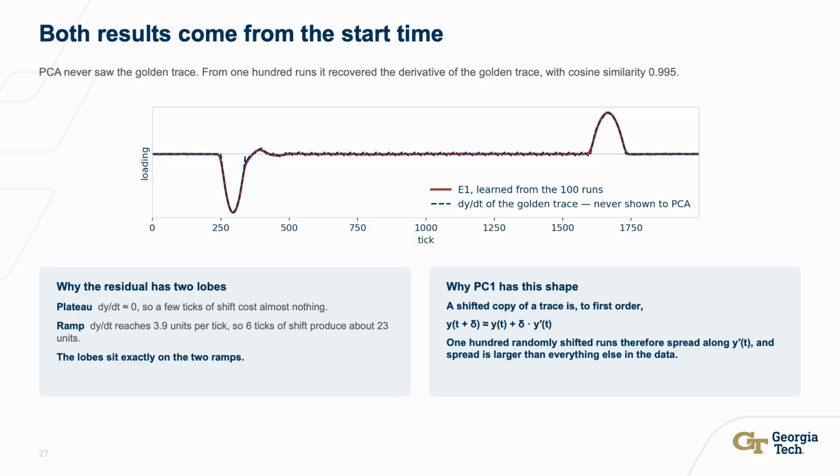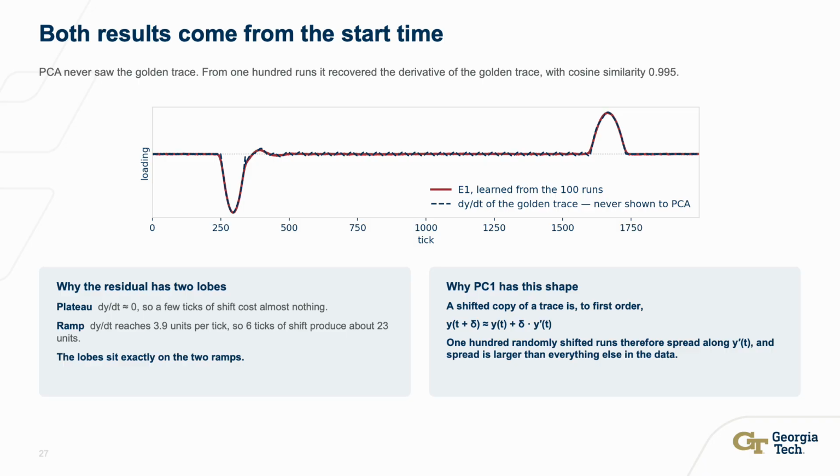The figure shows the first eigenstate in red learned from 100 runs and the derivative of the golden trace as the dashed line. The PCA was never shown the golden trace. It recovered its derivative from the data with a cosine similarity of 0.995. Once you know that, both failures follow.